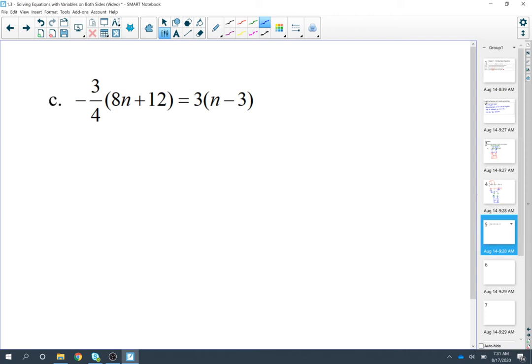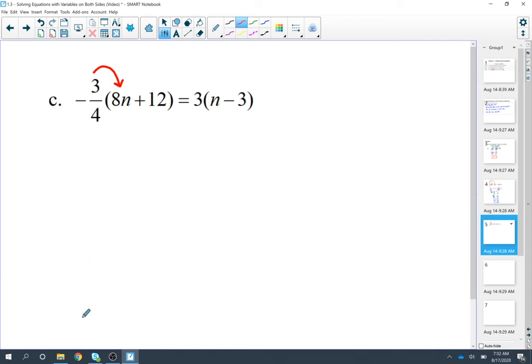Okay, now looking at example C, we're going to simplify the left side of the equation. Now, who's looking at that negative 3/4 going, oh my heaven? Okay, now we can do this. What this means is you're going to multiply by 3, you're going to divide by 4. But for the sake of simplicity, I'm going to show you another trick. Really what we're trying to do here is take negative 3/4 times 8n.